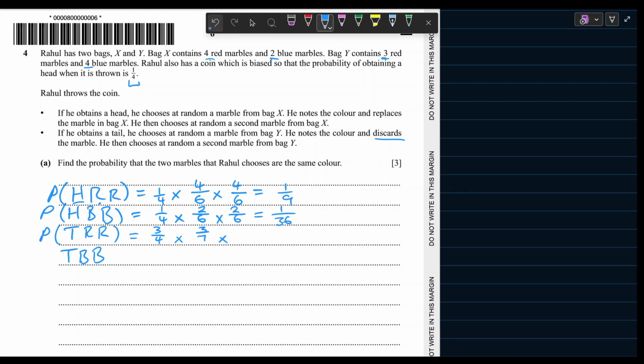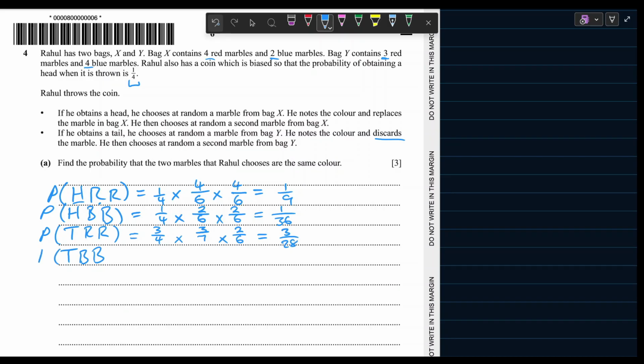he doesn't replace, meaning that we're left with 6 marbles, only 2 of which are red because he's already discarded a red marble. And this is equal to 3 over 4 times 3 over 7 times 2 over 6, and this gives us 3 over 28.